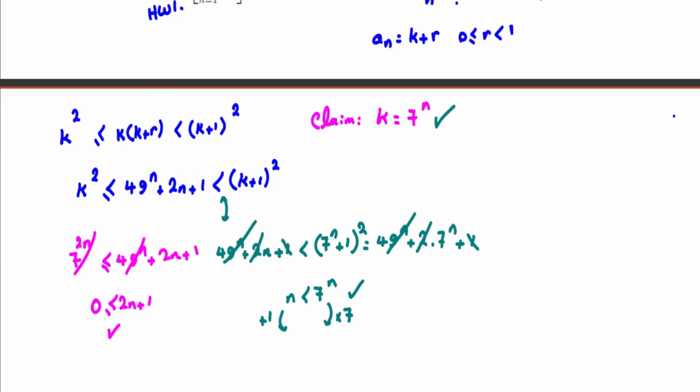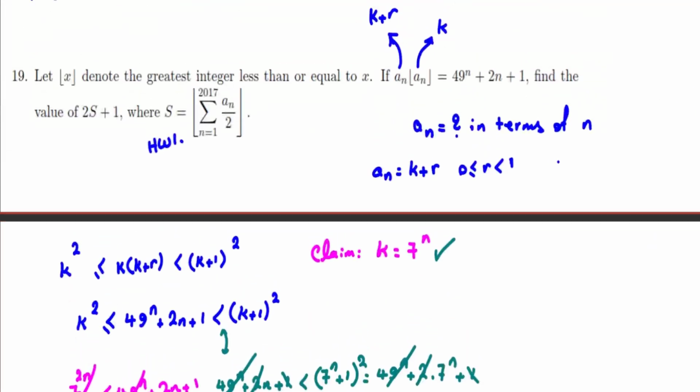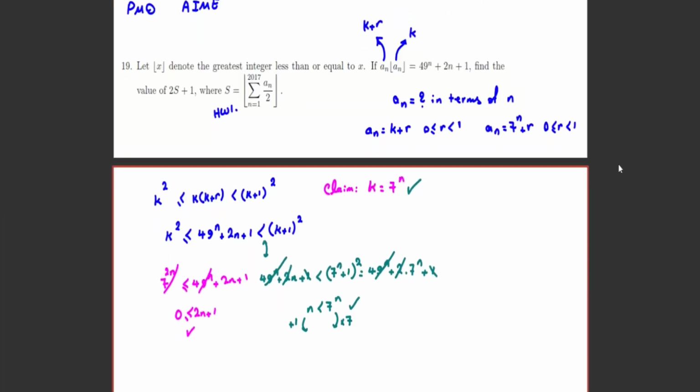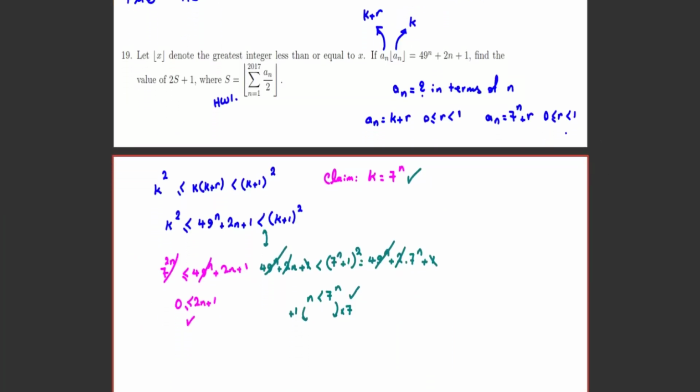Okay, now we found that a_n equals 7 to the n plus r, where r is from 0 to 1. Now calculate r in terms of n. This part is easier than the previous part. Try to calculate r in terms of n.